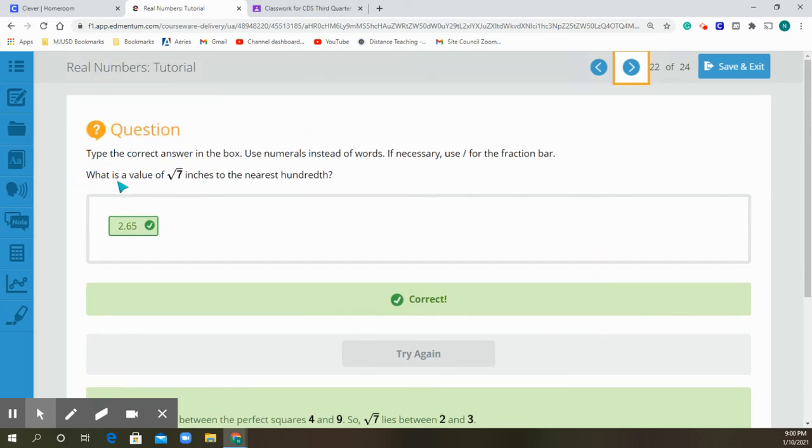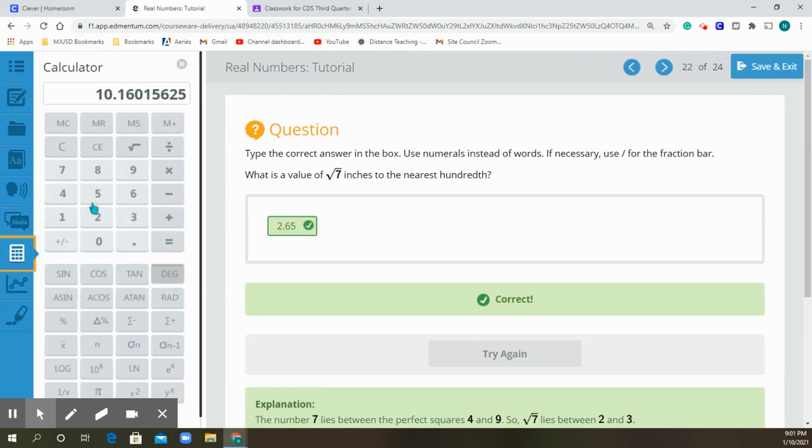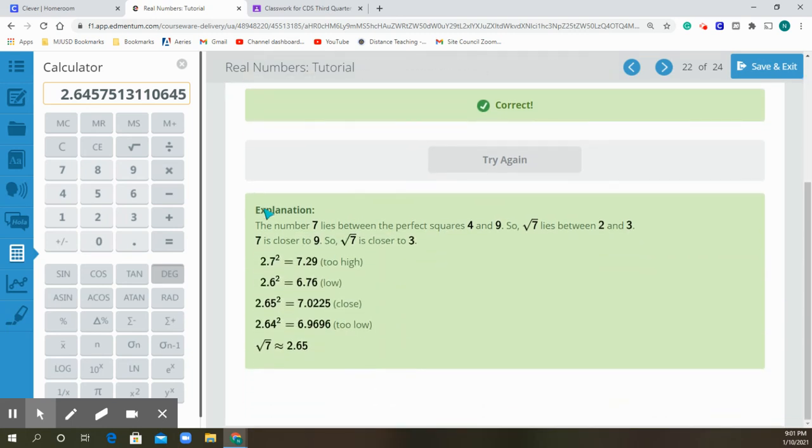Okay, so this says, what is the value of the square root of 7 inches to the nearest hundredth? So the square root of 7, and the nearest hundredth. It's 2.64, that's the hundredth place, but that 5 we round up, so it's 2.65. Check. That explains it.